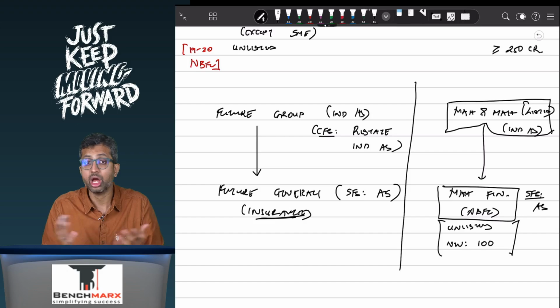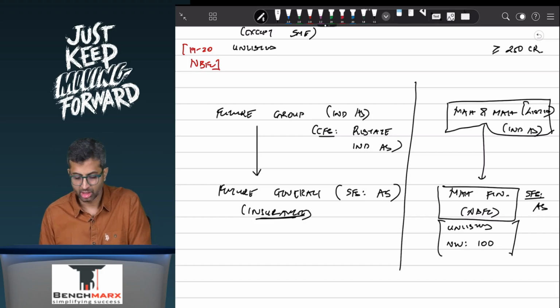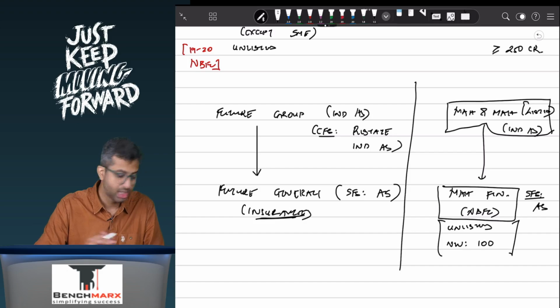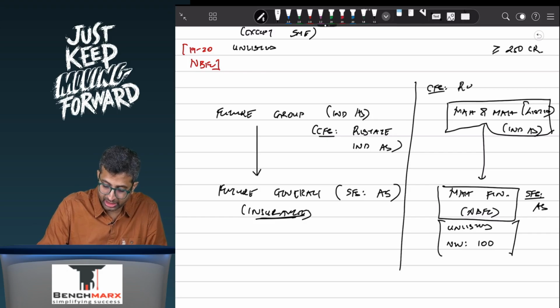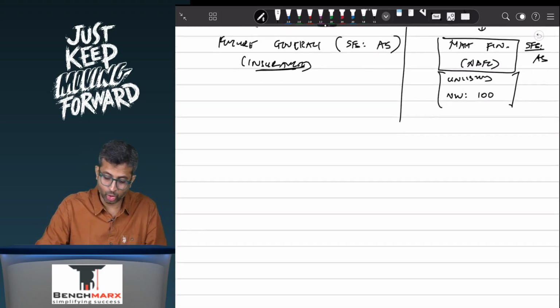And as a result, for an NBFC, I will look at my net worth or my listing status and thereby apply Ind AS. So over here for Mahindra and Mahindra, for my CFS, I will have to restate to the extent practical. Are we clear with this? It can even go the other way around.